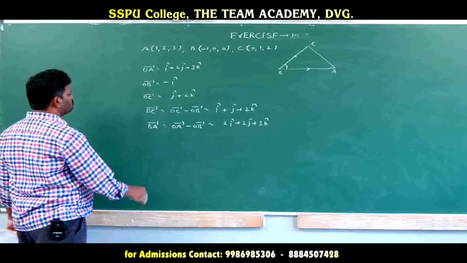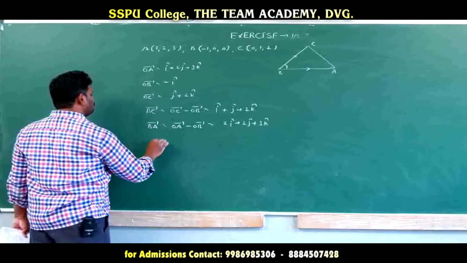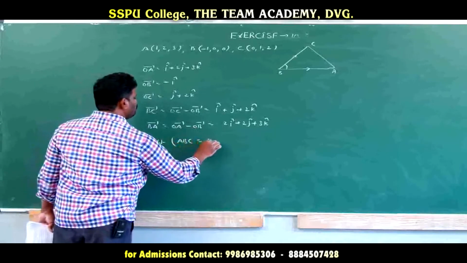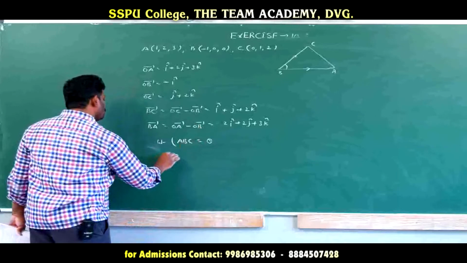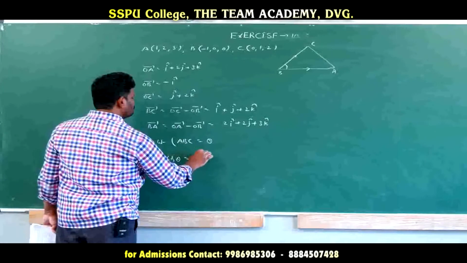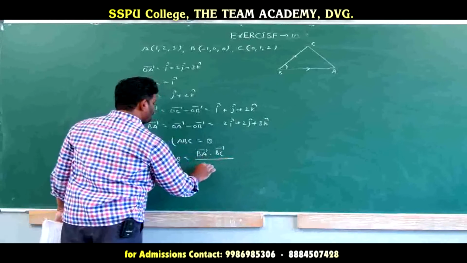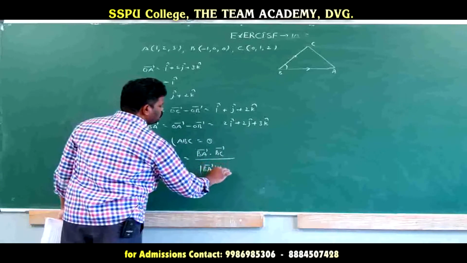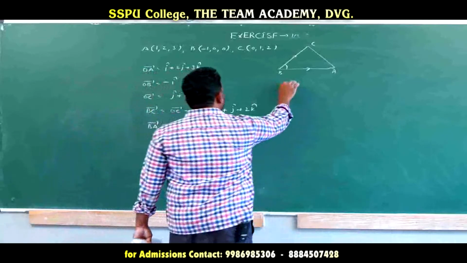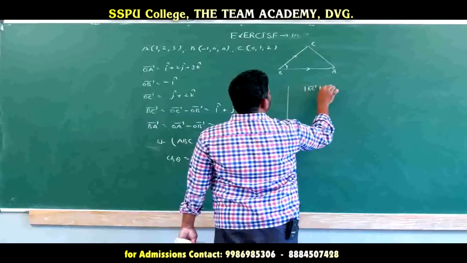Let the angle between them at B be theta. Then cos theta is equal to BA dot BC divided by magnitude of BA into magnitude of BC. Now to find these values, the magnitudes: what is the magnitude of BC?